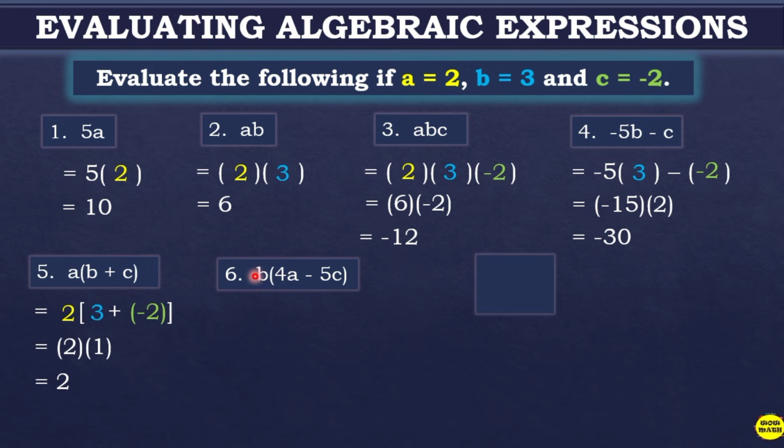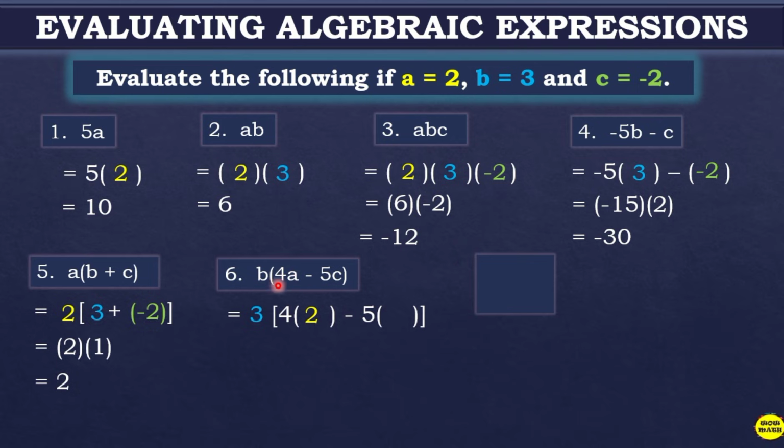Let's have number 6. So, I have here B times the quantity of 4A minus 5C. So, kapag ganito, paano naman po gagawin dyan? So, follow the format. So, what is your B? Your B is 3. And then, 4 times, what is your A? 2. Okay, so, ibig sabihin, ita-times mo siya sa A. Your A is 2. Minus.